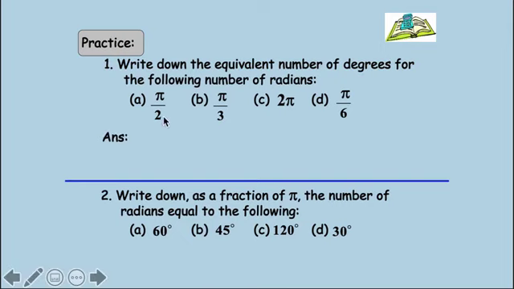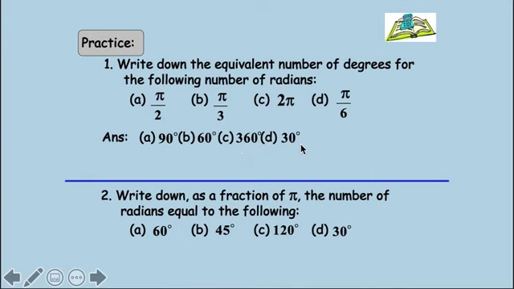So pi over 2, we write down the equivalent number of degrees. So this is in radians, what degrees have we got? So pi over 2 is 90 degrees, pi over 3 is 60 degrees, 2 pi is 360 degrees, and pi over 6 is 30 degrees. So make sure that you work through that. We know that because pi radians equals 180 degrees, and so we can convert between the two.